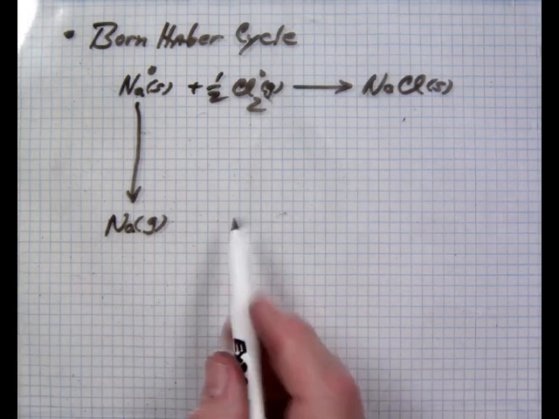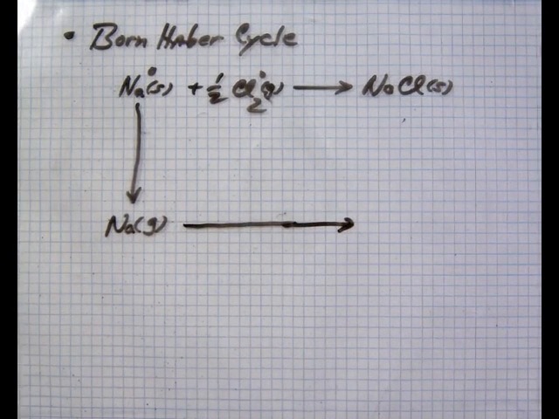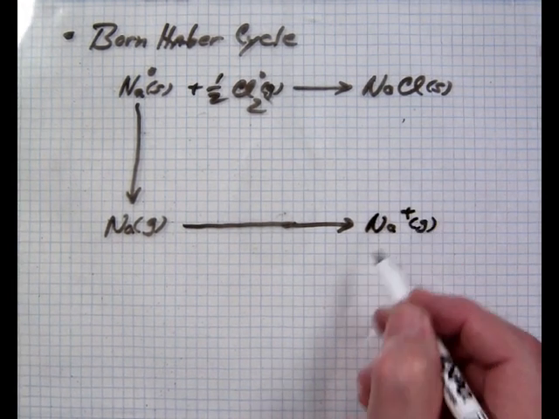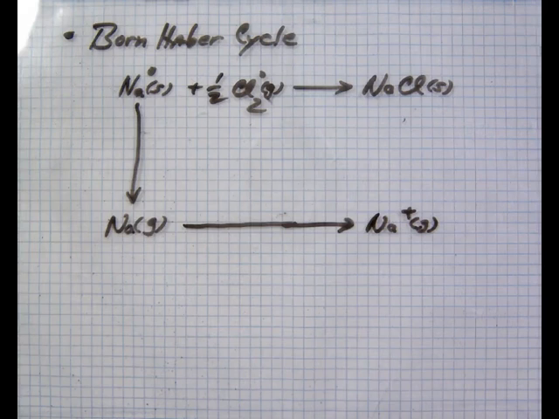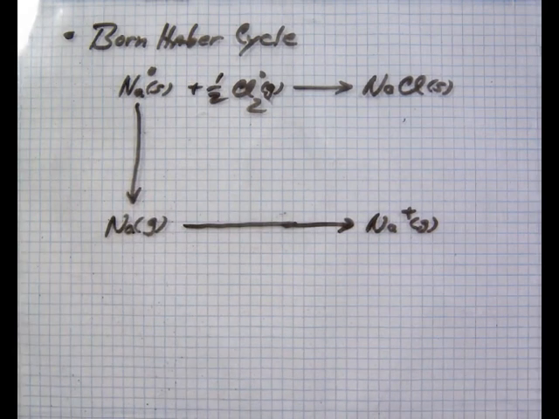Then, once you get into gas phase, you will add the energy and kick out the electron and make the sodium ion in the gas phase. Okay, that's one pathway. Sublimation and then ionization energy.